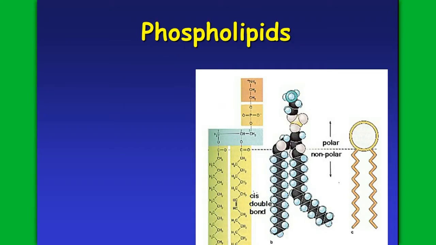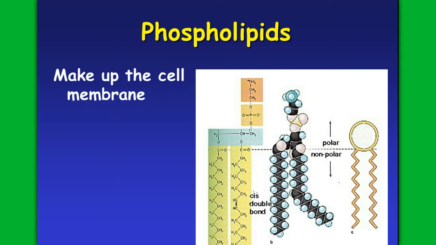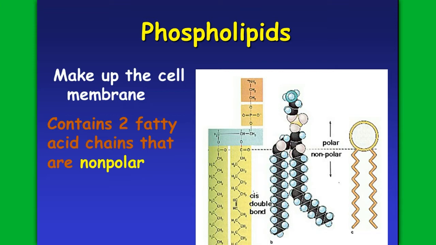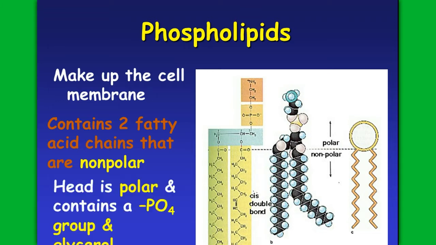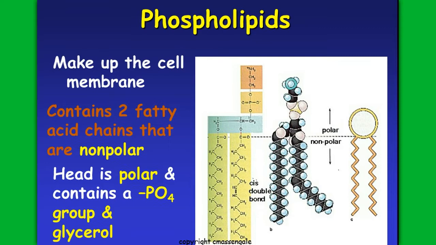So let's take a look at phospholipids, those lipids that make up the bilayer or the cell membrane itself. We looked at lipids, these fatty acids, when we studied organic compounds. So when we look at the phospholipid itself, there are two fatty acid chains, and those are considered non-polar, meaning that they are not going to attract or repel. The head itself is polar, and it contains a phosphate group and a glycerol.